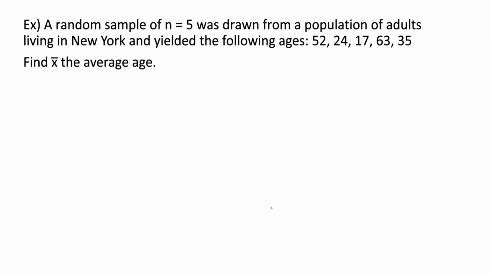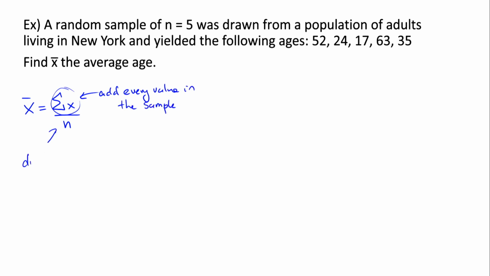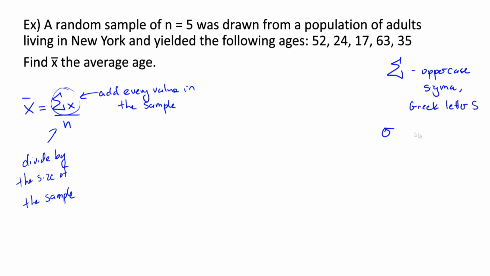Now let's look at another example. A random sample of n equals 5 was drawn from a population of adults living in New York, yielding the following ages: 52, 24, 17, 63, and 35. Find x bar, the average age. So to find the average here, we would add up all of the values in our sample and divide by the number of values we have. The way that we would write this out as a math formula would be like this. Now I know that this looks horrendous, but I'm going to explain what all of this means. This means add up every term in the sample, and this n here means we need to divide by the size of the sample. Oh, and by the way, this here is an uppercase sigma, or Greek letter S, not to be confused with lowercase sigma.